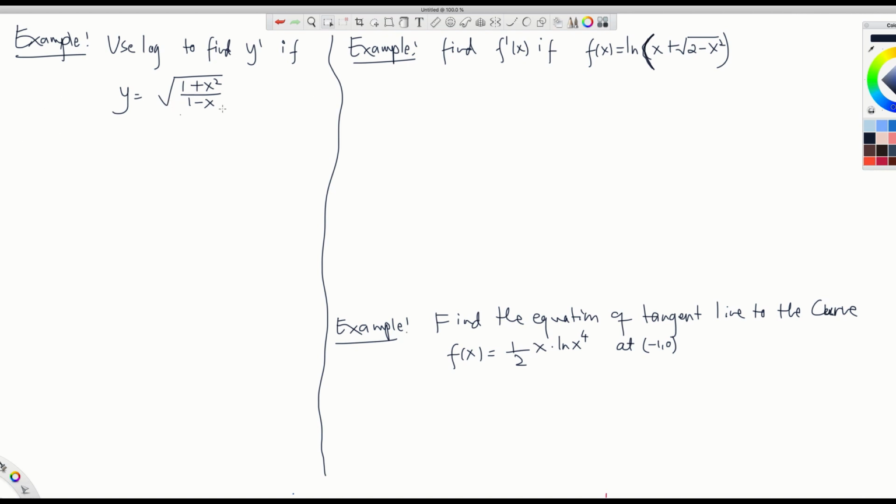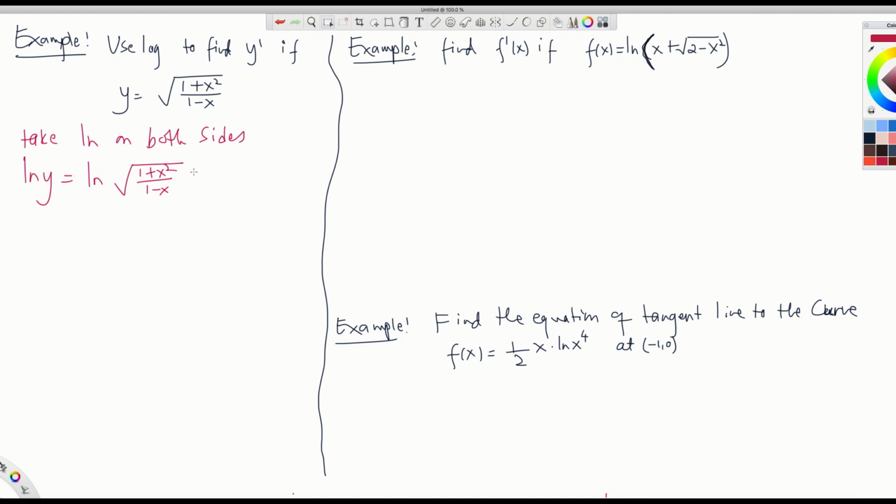Let's take a log, okay? So let us do this problem. Take natural log, ln, on both sides. What do you get? You will get natural log of y equals natural log of root under 1 plus x square over 1 minus x. I took natural log on both sides to make this easy to find the derivative. I have not found the derivative yet. I want to simplify this first, okay?